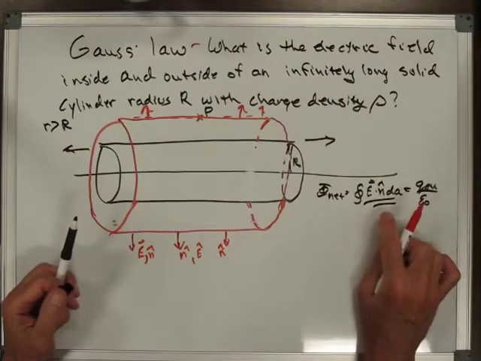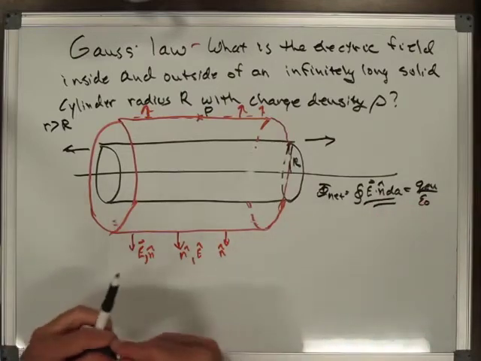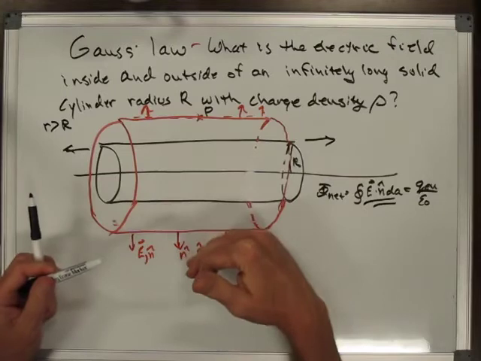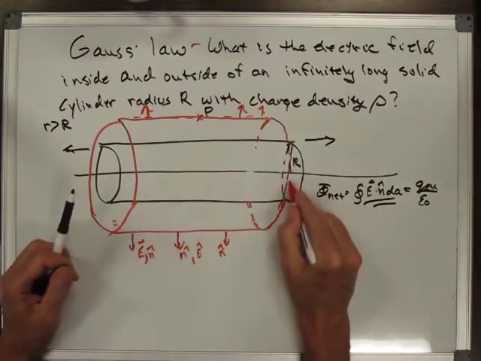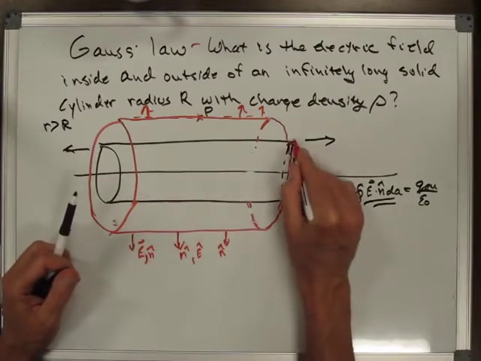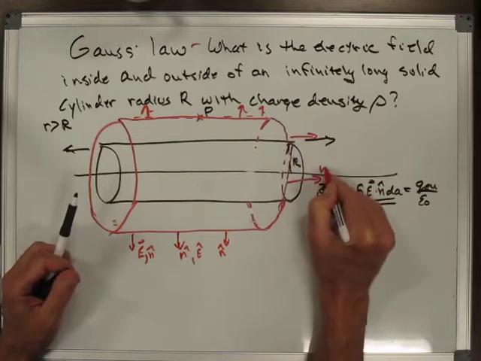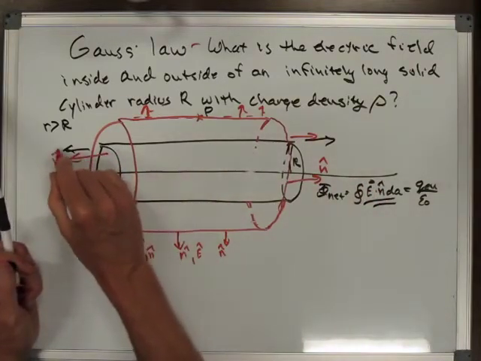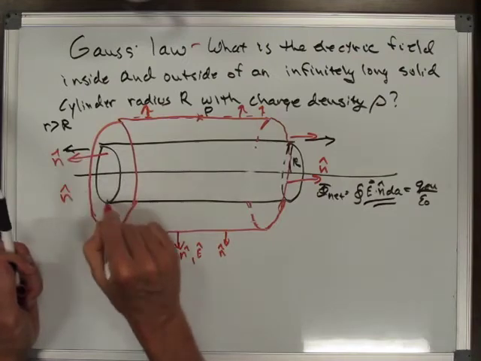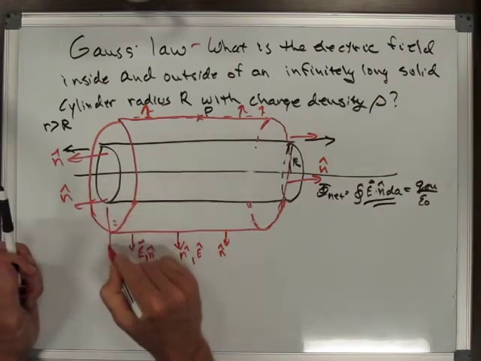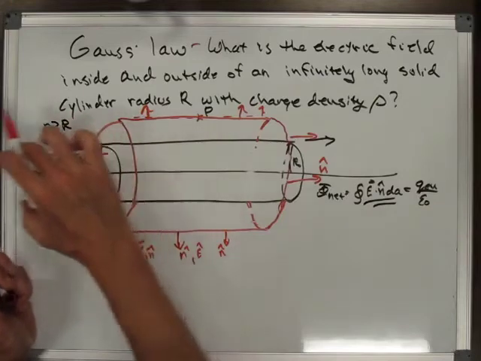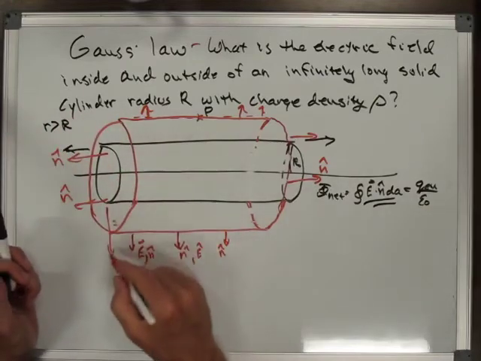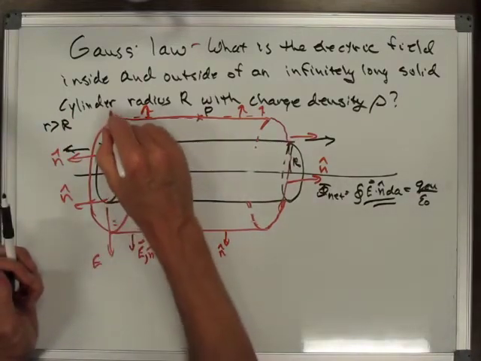Again, n hat is a unit vector, and so that's on the curved part. Notice on the flat part, the normal vector points perpendicular to the flat part, right? But the electric field still points radially because this black cylinder is infinite. And so the electric field is always pointing outward.